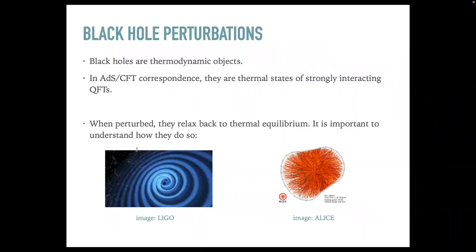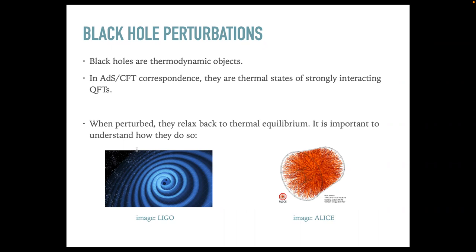Okay, so as you all know, black holes are thermodynamic objects. So they have a temperature, they have an entropy, and so on. And for certain types of black holes, so black holes embedded in anti-de Sitter spacetime, we can be more precise about this. And via the AdS/CFT correspondence, we can identify these black holes, or some of these black holes, with the thermal states of certain strongly interacting quantum field theories with a large number of degrees of freedom.